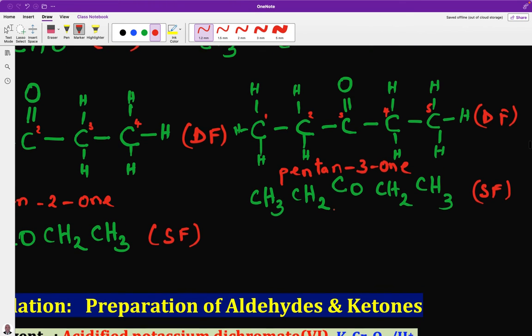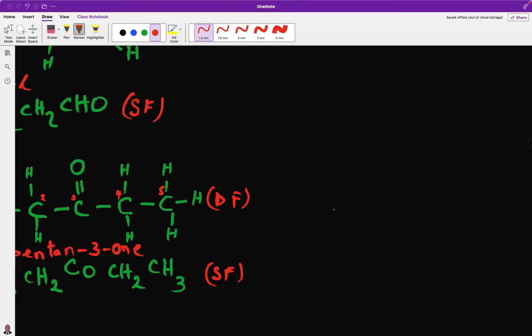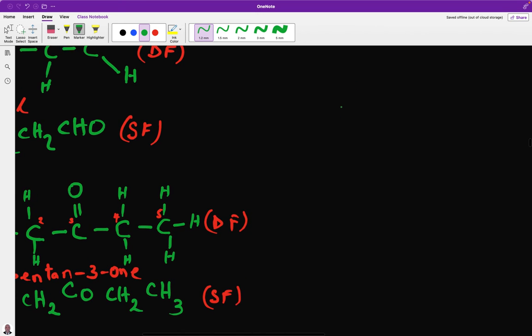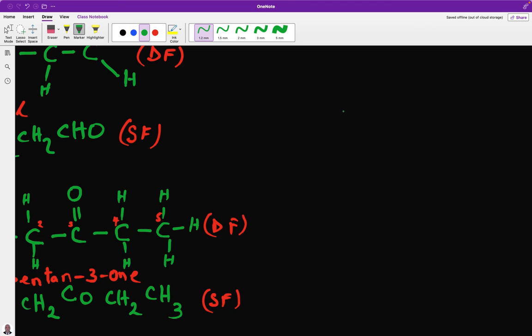Another example of an aldehyde. Let's give another example for aldehydes, let me say 2-methylbutanal. So it is 4 carbons: 1, 2, 3, 4. I said aldehydes. The carbonyl group is always at the end of the carbon chain. It has at least 1 hydrogen. Okay. Now, we said it is 2-methylbutanal.